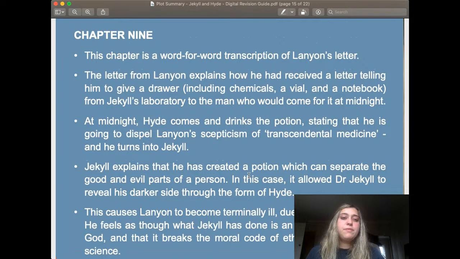So this is where we finally get the revelation that we've been wanting about what the relationship is between Jekyll and Hyde, because we don't know until this point. So the revelation is that Hyde is Jekyll. They're the same person, and we just didn't know that before now. So the potion is the thing that causes Jekyll to turn into Hyde. The problem is not necessarily that Jekyll turns into another person. The problem is that Hyde is not exactly another person. He's a representation of Jekyll's repressed desires.